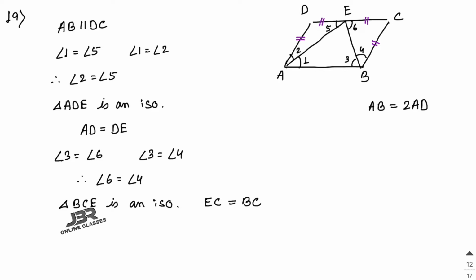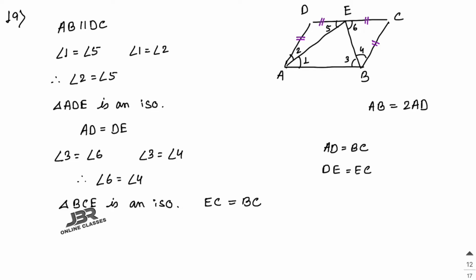So you can write AD is equal to BC. That means DE is equal to EC. That means E is the midpoint.